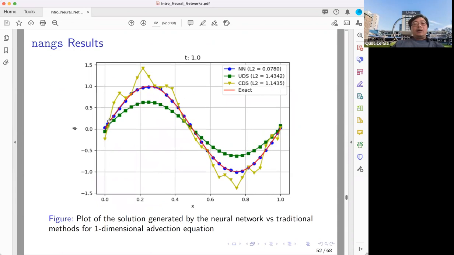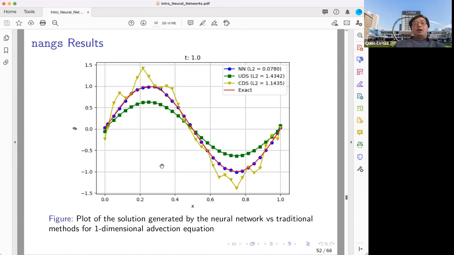And so the results look like this. In this case, we know the exact solution. The exact solution is the red curve, and the neural network is the blue curve. It is very, very close to the exact solution. And the green curve is the upwind finite difference scheme. There are finite volume methods for solving this type of equation, and you can use the upwind difference scheme or the central difference scheme, which give either the yellow or the green one. So it's a bit further away from the neural networks.